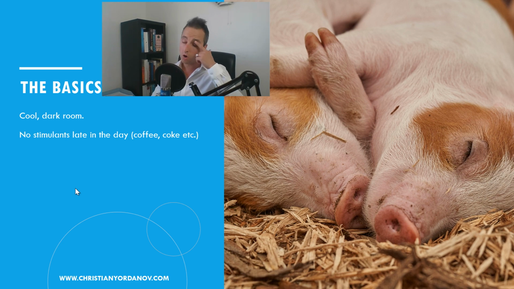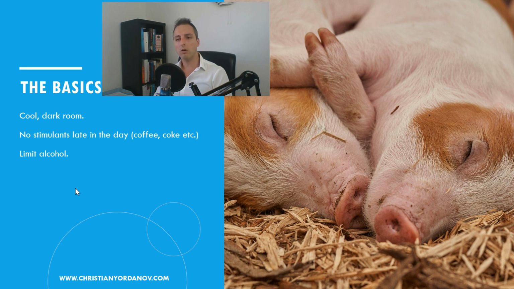I'm hoping you already know these, right? So you want to sleep in a cool, dark room. They say about 18 degrees Celsius is close to optimal. Of course, you want it to be dark because any light sources coming in will disturb your circadian rhythm. So no stimulants late in the day, things like Coke, coffee, etc.